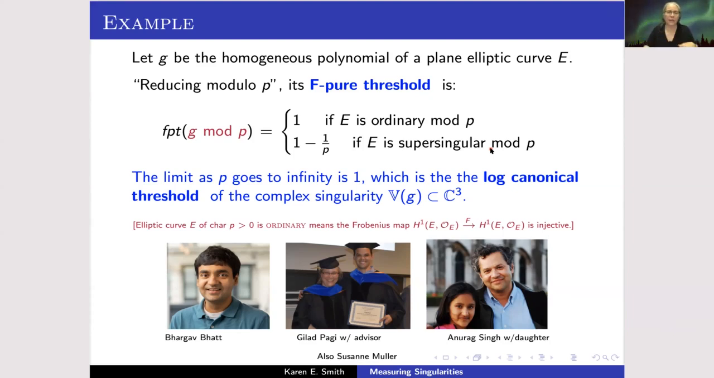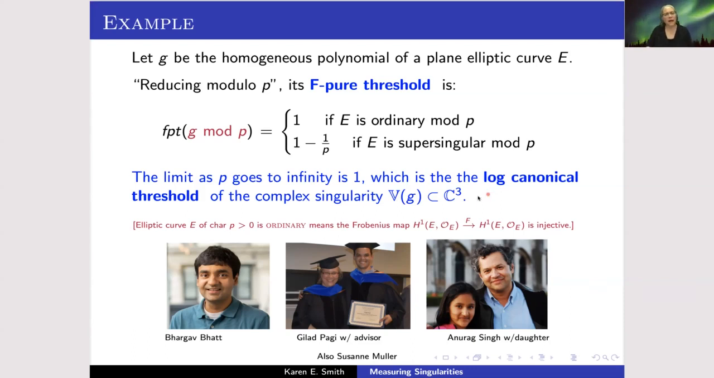And when we reduce it mod P, what we see is its F-pure threshold depends on whether or not the elliptic curve is what's called ordinary, which is most of them, or supersingular, which is just not ordinary. I've put a little definition of ordinary here. There are many equivalent definitions. I'm sure you know a different one if you're experts, but I put one down. Again, we see as P goes to infinity, this number is approaching 1 in this case, and that in fact happens to be the log canonical threshold of that complex singularity defined by G.